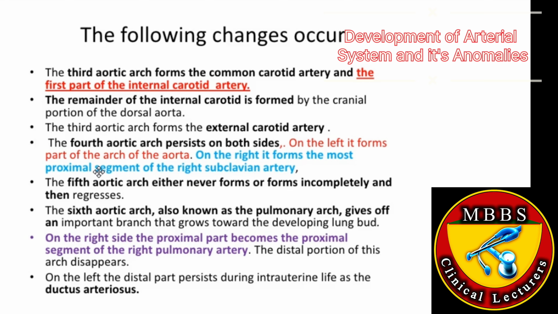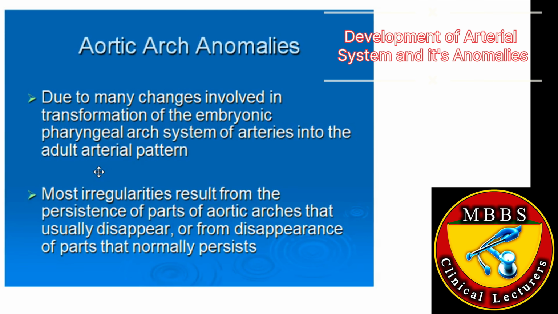The sixth aortic arch, known as the pulmonary arch, gives off an important branch that grows towards the developing lung bud. On the right side, the proximal part becomes the proximal segment of the right pulmonary artery, and the distal portion of the arch disappears. On the left, it persists during intrauterine life as the ductus arteriosus, but later on it forms the ligamentum arteriosum.